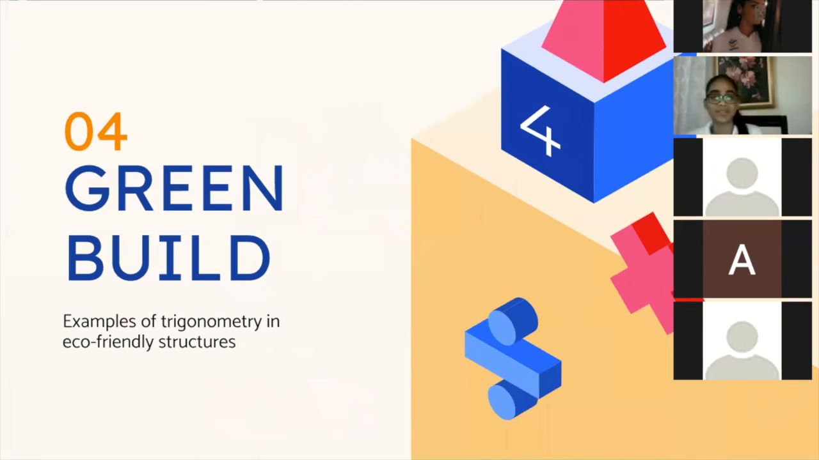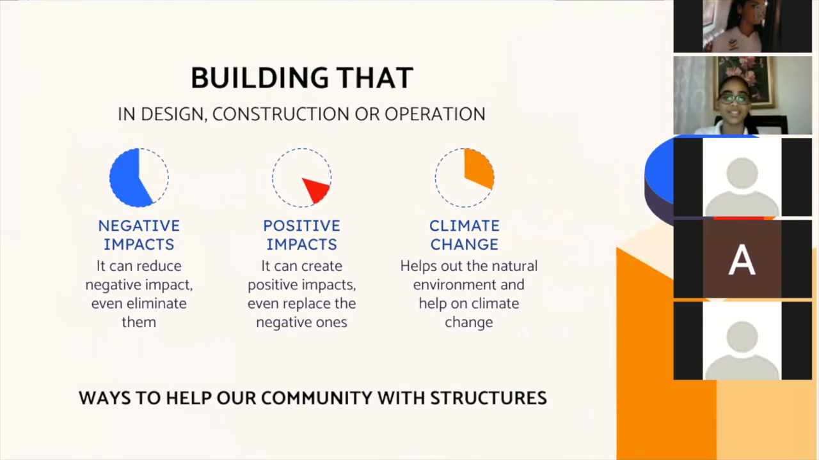The last part of the presentation is green building, an example of trigonometry in eco-friendly sculptures. A green building is a building that in its design, construction, or operation reduces or eliminates negative impacts and can create positive impacts on our climate and natural environment. Green buildings preserve precious natural resources and improve our quality of life.